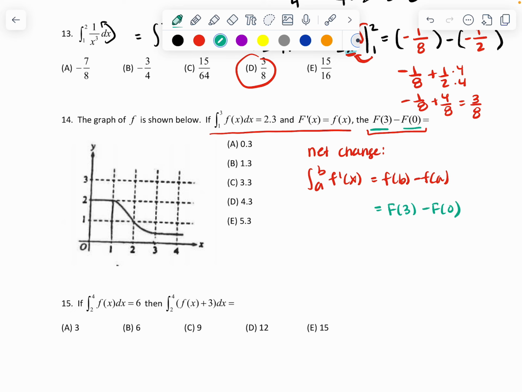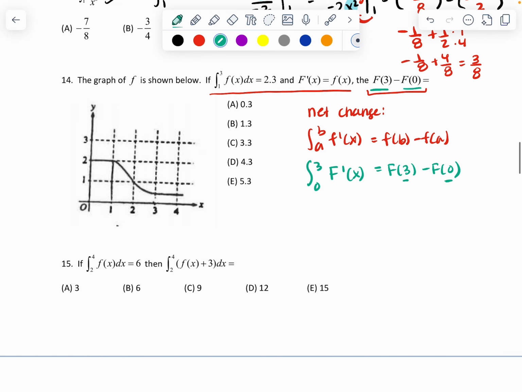So let's see if we can work it backwards. What would this integral have to go from? Well, it would have to go from 0 to 3. And then this function would have to be big F prime of x, so that I would get big F when I actually evaluate it. Okay, now what does this mean? I'm trying to find out what this is. Since it's the same thing as this, let's use that.